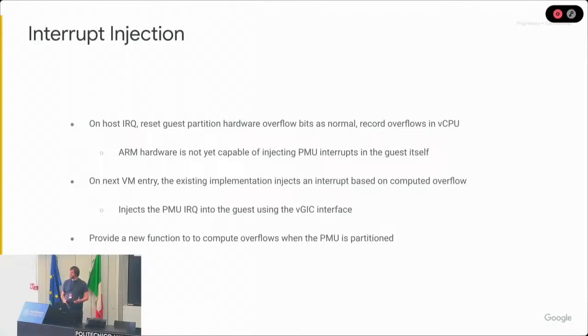So the basics of how this works is very similar to how the emulated PMU injects an interrupt. It computes whether there's been an overflow, and on the VM reentry, it injects the PMU IRQ into the guest using the existing VGIC interface, the interrupt controller interface. So the main thing I had to do here was provide a new function that computes the overflows when we're using a partition PMU. And then the existing machinery handles the injection for me.